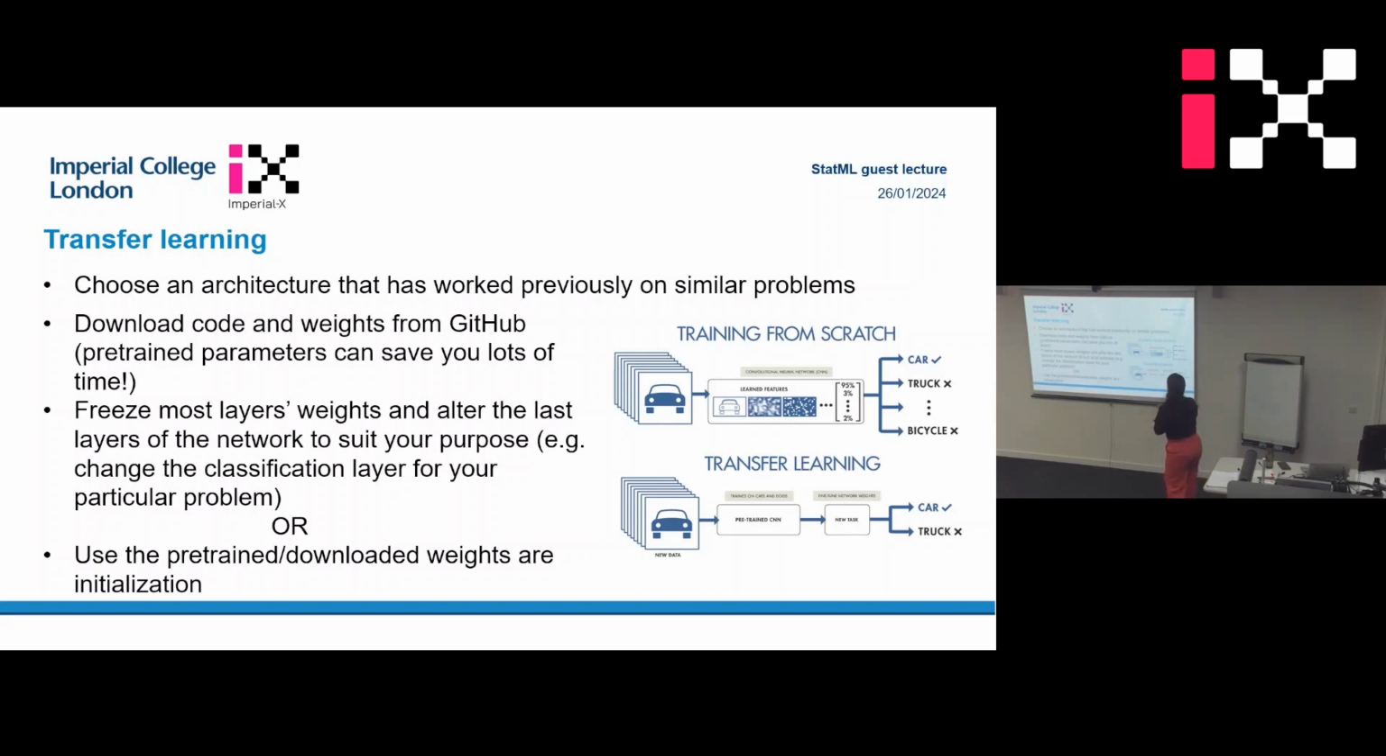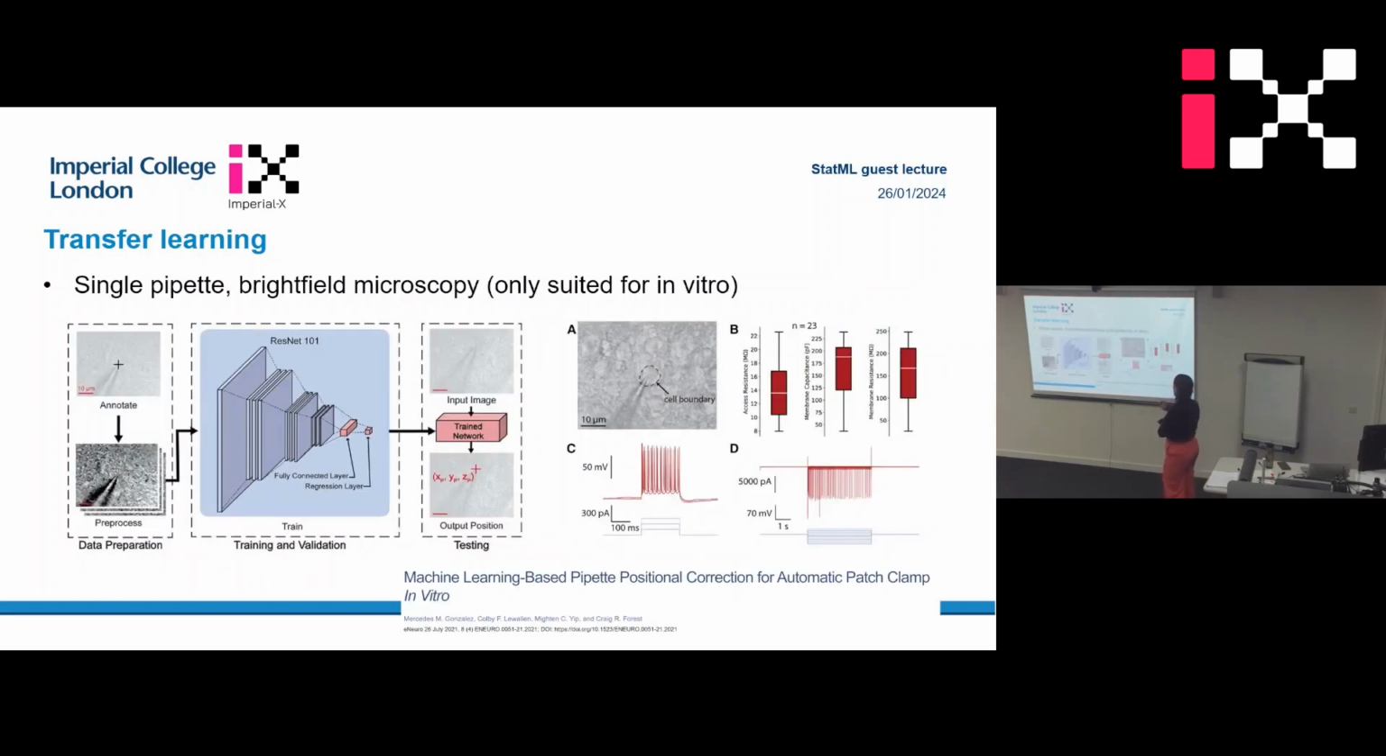So yeah, this is an example of transfer learning where they are trying to find one pipette and they're using bright field microscopy. This is a type of microscopy that basically works only if you have a semi-transparent sample. So you can use this if you have brain slices, but you cannot use this type of microscopy if you have anything in vivo.